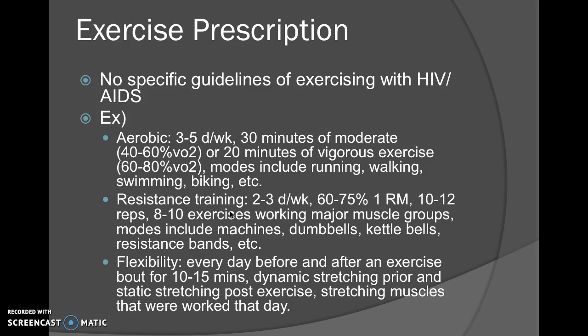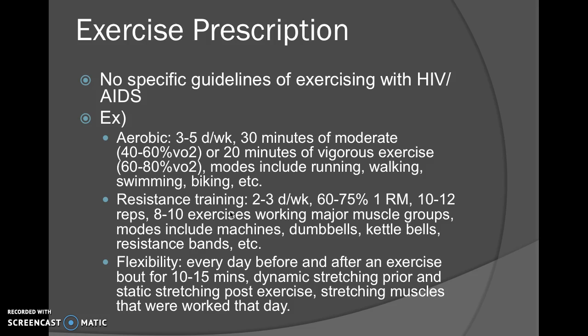So, an example prescription here, you have for aerobic exercise 3 to 5 days a week, 30 minutes of moderate exercise at 40 to 60% of their VO2, or 20 minutes of vigorous exercise, about 60 to 80% of their VO2. Modes include running, walking, swimming, biking. You can do elliptical, stair climber, stuff like that.